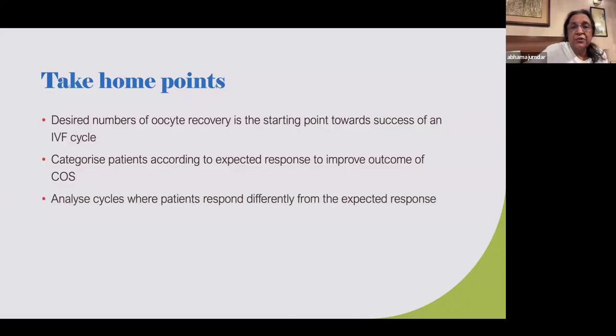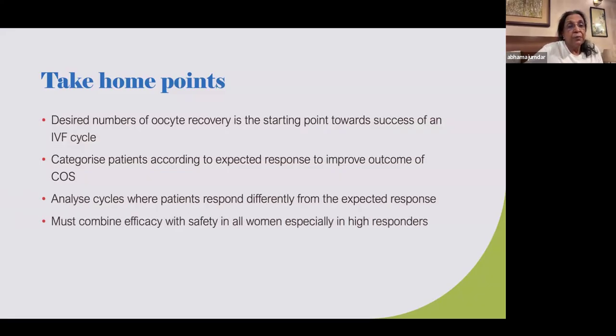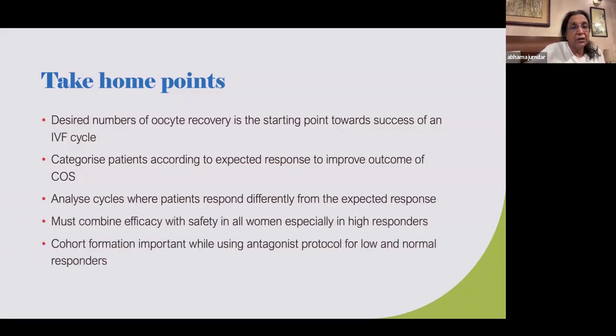Analyze cycles where patients respond differently from the expected response. Look at the cycle. Why did she respond differently? What was the fault? What was the FOI? And did she really respond less than what you thought she would? Must combine efficacy with safety in all women, especially in high responders.